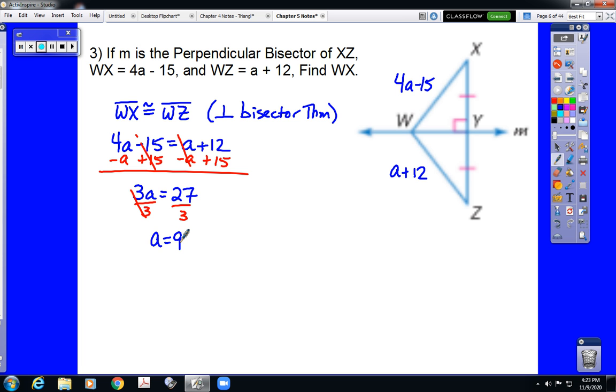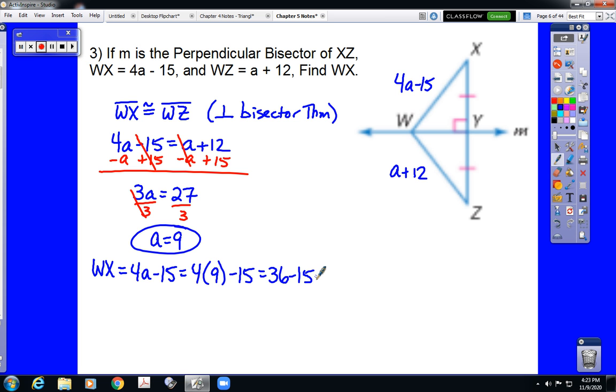Now, notice I didn't write 9 units because we don't know what A is. A doesn't necessarily have units. And A is actually not the answer to the question anyway, so we're just going to move on. We need to find the length of WX. So since WX is equal to 4A minus 15, we are going to plug 9 in for A, which would give us 36 minus 15, meaning that WX is 21 units.